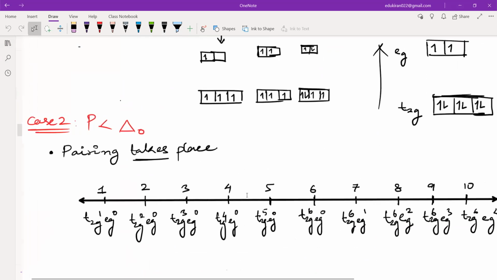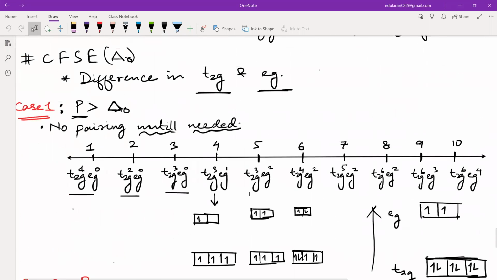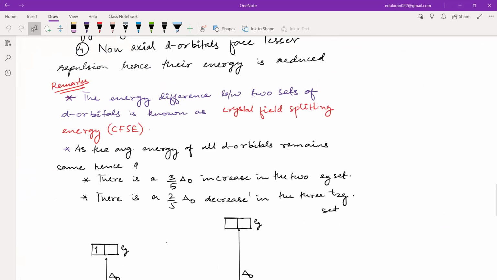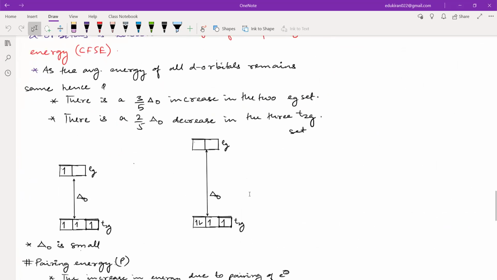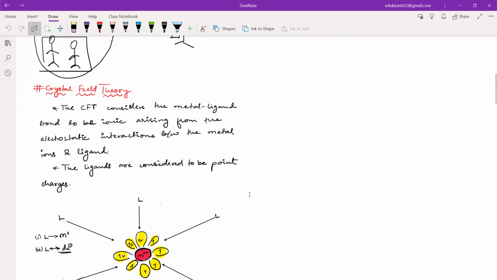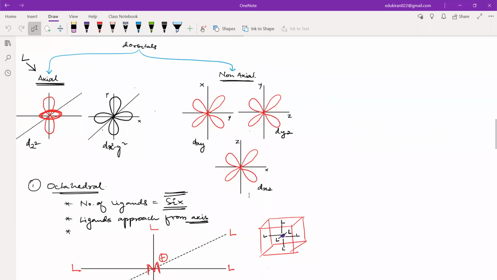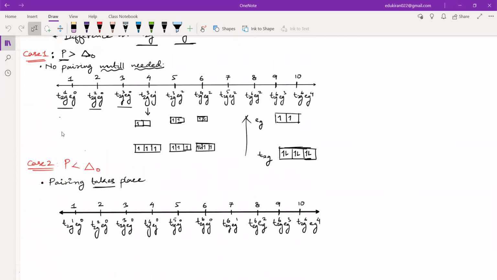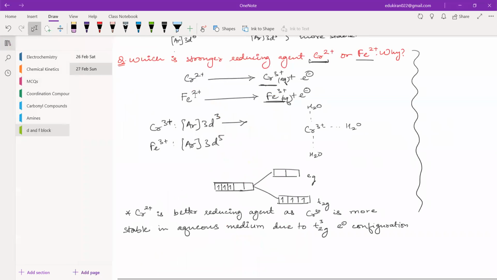It is a complete theory: eg, t2g, splitting of orbitals in octahedral, tetrahedral. So I would have to explain many things in the crystal field theory. Just write that down for now, but after that you can ask for the notes or the lecture also from Nishkar sir.